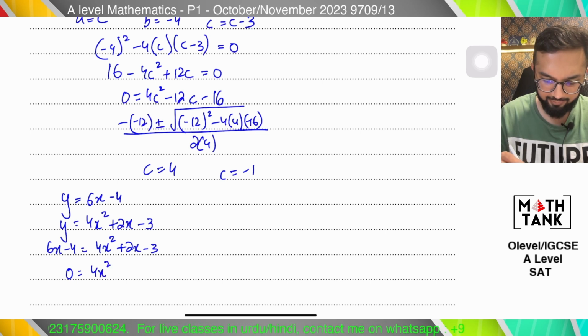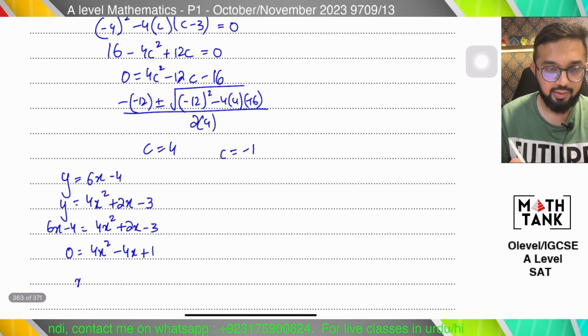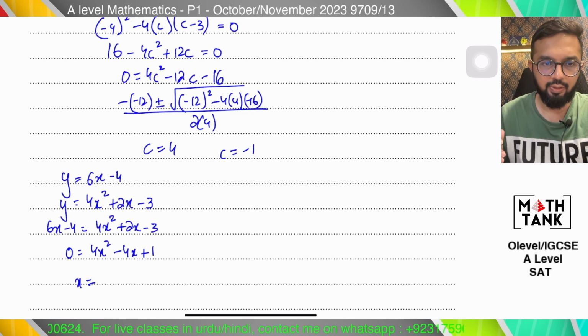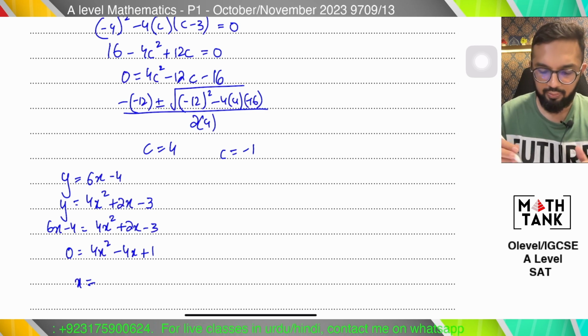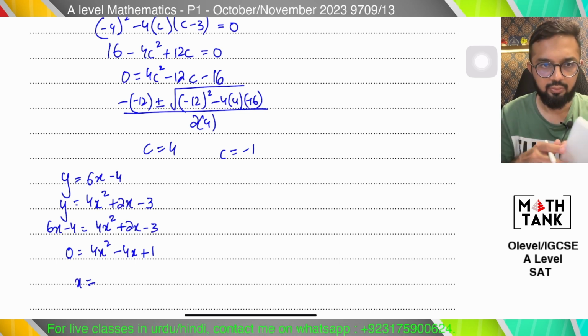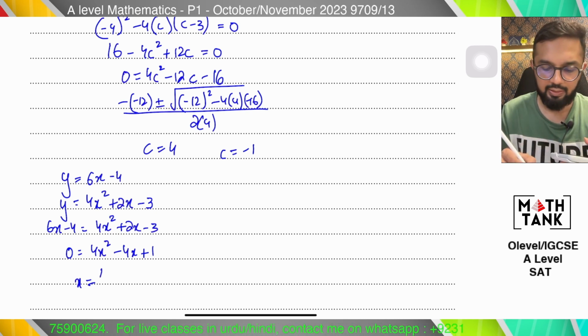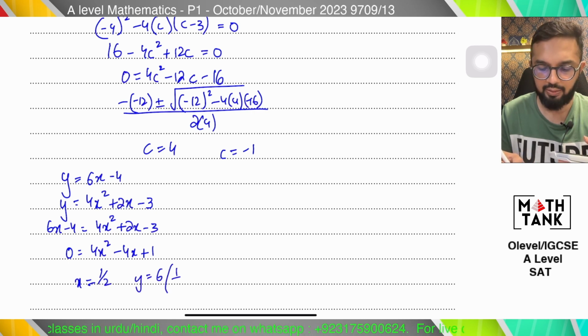So 4x squared minus 4x plus 1. So x comes out as 1 over 4, I think. I'm going to put that on my calculator again and solve. So x comes out as half, I think. Yeah, x comes out as half. 4, minus 4 and 1. So x is half and y is 6 times half minus 4, which is minus 1. So p could be half comma minus 1.